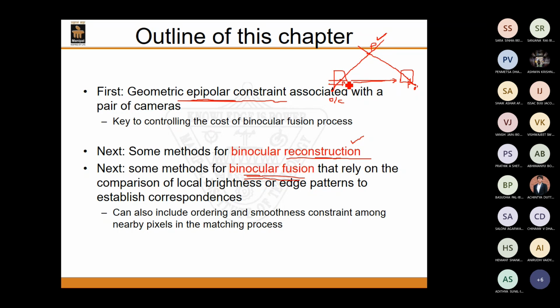Now considering another point, I can again repeat the same thing, right? For all this, what is required is that you know the optical centers or the camera parameters, and another requirement is that you need to know the corresponding point pairs, right? Only then will you be able to project and find this. So this is the basic concept of binocular reconstruction.